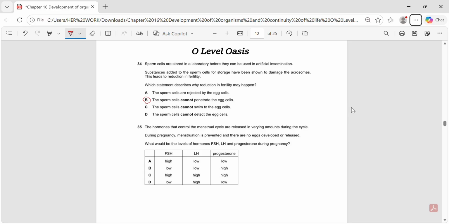Finally, the hormones that control the menstrual cycle are released in varying amounts during the cycle. During pregnancy, menstruation is prevented and there are no eggs developed or released. What would be the levels of hormones FSH, LH and progesterone during pregnancy? The correct answer is B. This means that during pregnancy, FSH and LH levels remain low to stop further egg development, while progesterone remains high to maintain the uterine lining and support the pregnancy.